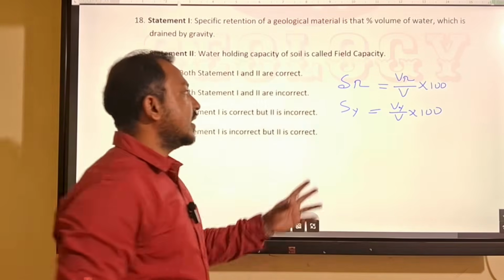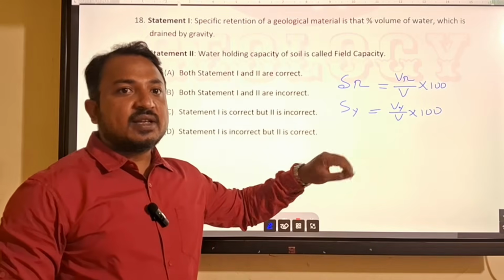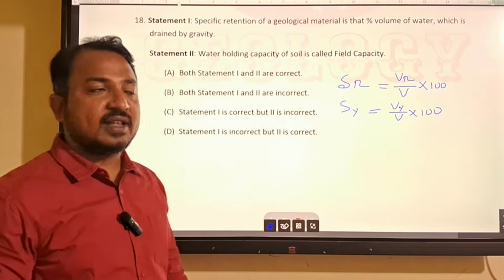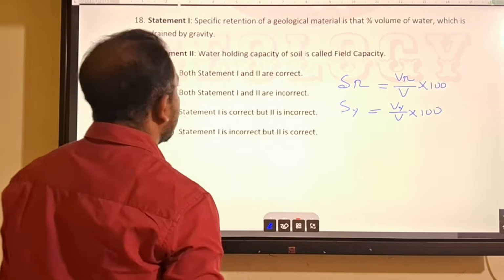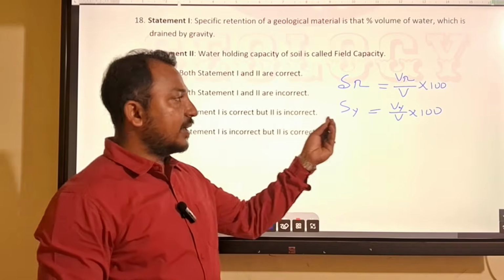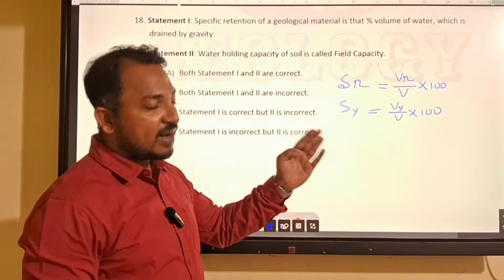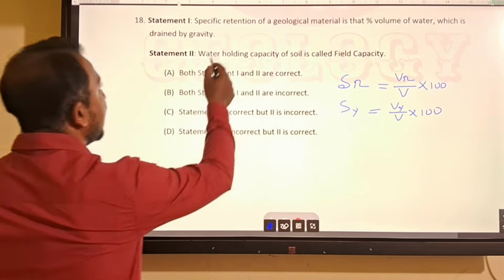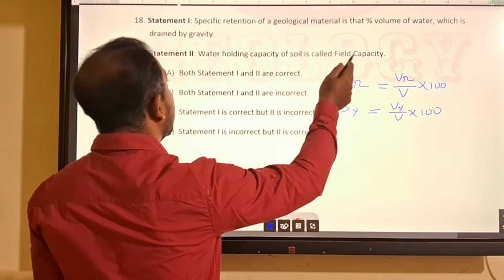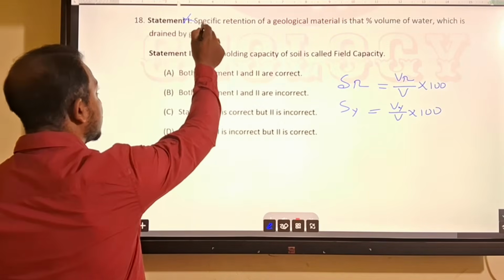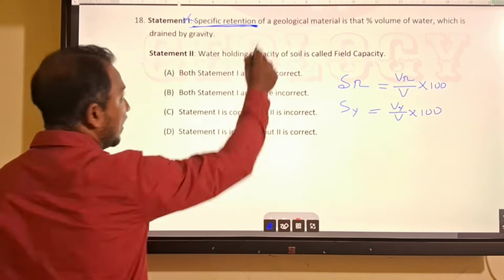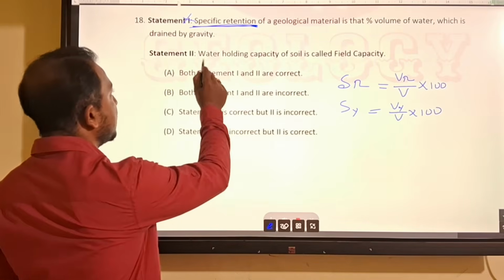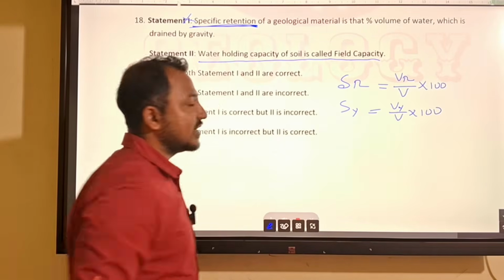That means the volume of water yield is the volume of water drained by the influence of gravity. And after the removal by gravity, the water that remains or is retained is called the volume of retention. So the statement that specific retention is the percentage of water volume drained by gravity is incorrect, because it is not specific retention, it is specific yield.